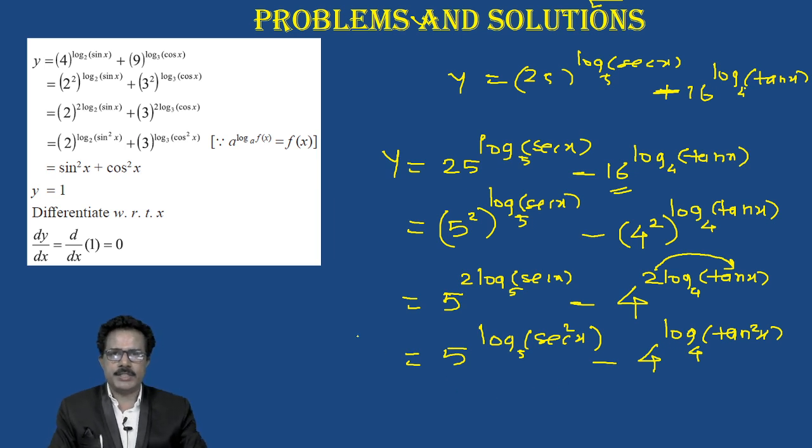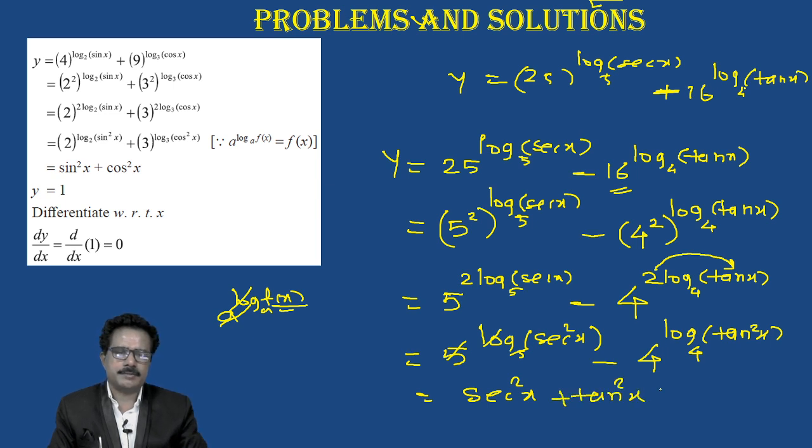Now here we have satisfied the formula. What is that formula? A raised to log of f of x to the base a, then both terms get cancelled, and the remaining term is f of x. Therefore 5 and log to the base 5 cancel. Here is sec square x minus tan square x, and sec square x minus tan square x is equal to 1. This is the simplest form of the given problem.